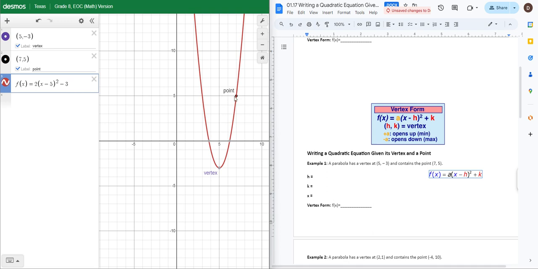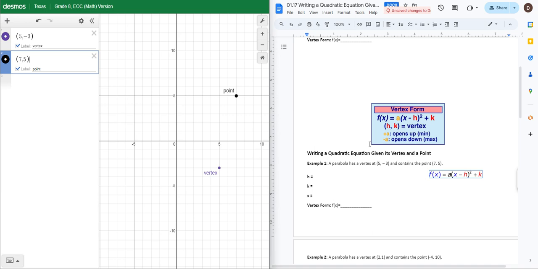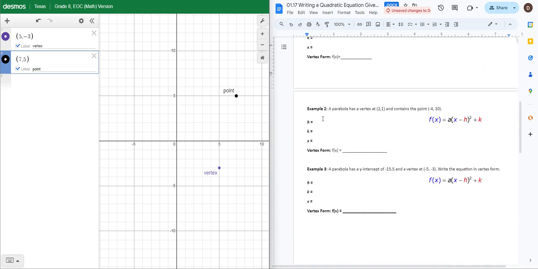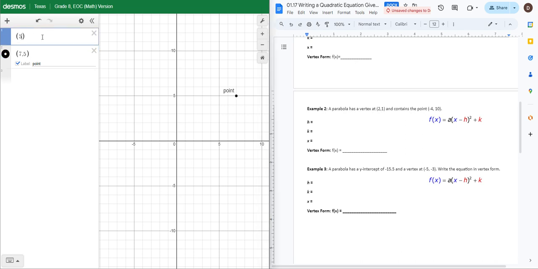Now, not every single time is my a value going to be a vertical expansion. Sometimes I'm going to need to do a vertical compression. So let's take a look at what that might look like. I'm going to go down here to example number 2. Example number 2 has a vertex at 2, 1. So I'm going to change my points here. This is going to be 2, 1, and it's still my vertex. And then my point changes to negative 4, 10.